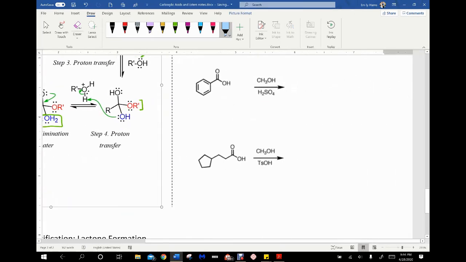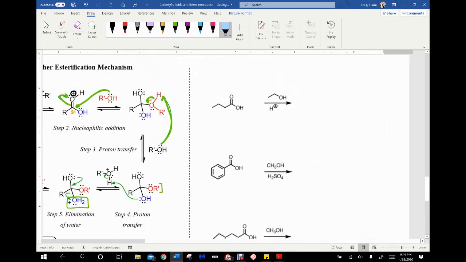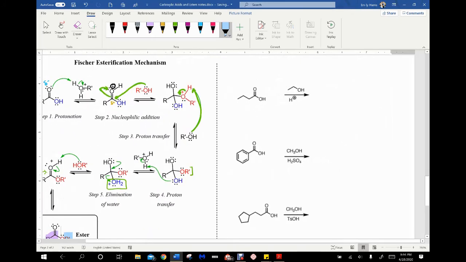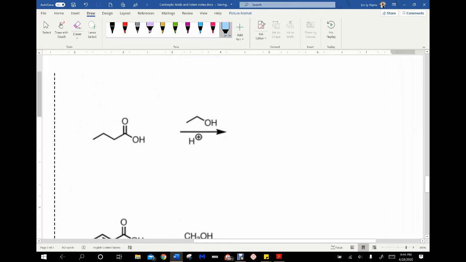All right, so let's see if we can predict a few products. We're almost finished here, guys. Okie doke, here we are. So first one. Here's our carboxylic acid. And so we know that that side of the molecule is going to stay the same.